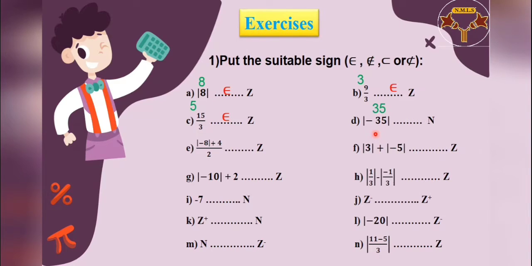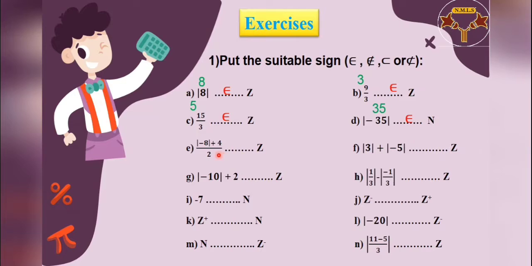Number D, the absolute value of negative 35 and N. First you have to find the absolute value of negative 35, which is 35. Is there a relation between 35 and N? Yes, N is 0 and all the set of positive numbers. So 35 belongs to N.